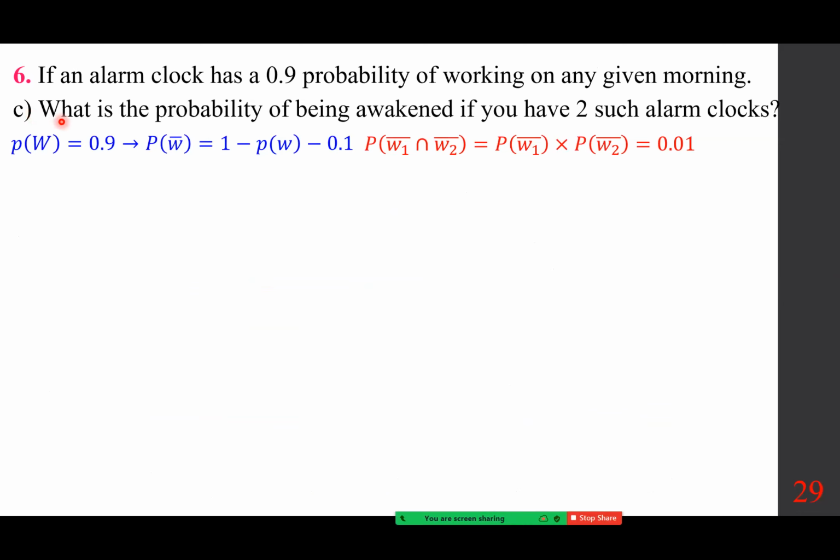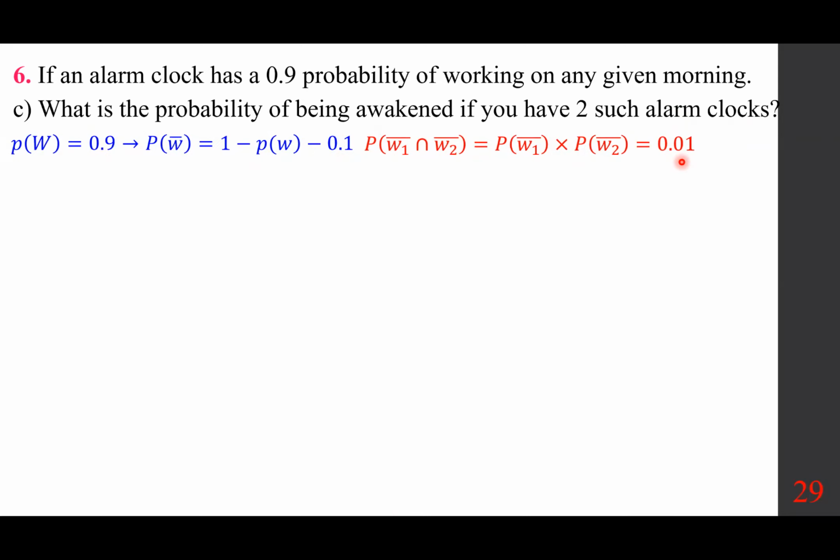In the last part, what is the probability of being awakened if you have 2 such alarm clocks? Clearly, with just one, the probability of not working was 0.1, working was 0.9, and for 2 of them not to work is 0.01. So that's what we have already.